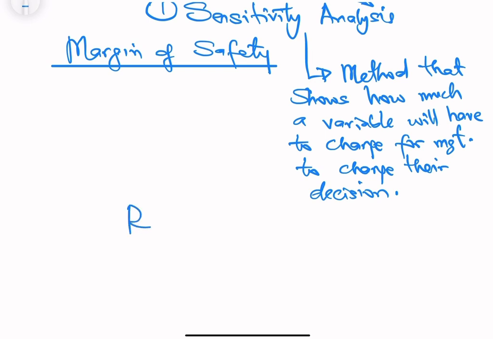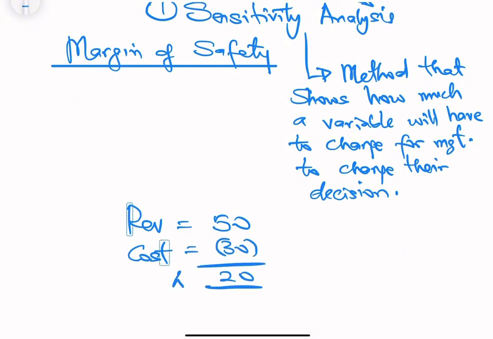Imagine revenue is 50 and you have a cost that is 30. Definitely your projected profit is 20. So your margin of safety for revenue is 20, because revenue will have to reduce by 20 for you to change your decision. If you have a project or an investment with this projected profit, you will do it because it's profitable. However, if it's a loss, you won't do it. So how much does revenue have to change for that decision to change? Revenue has to reduce by 20.